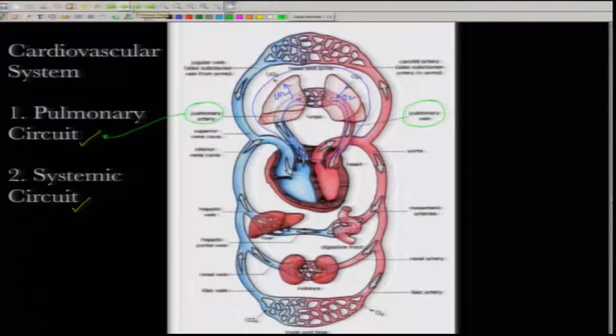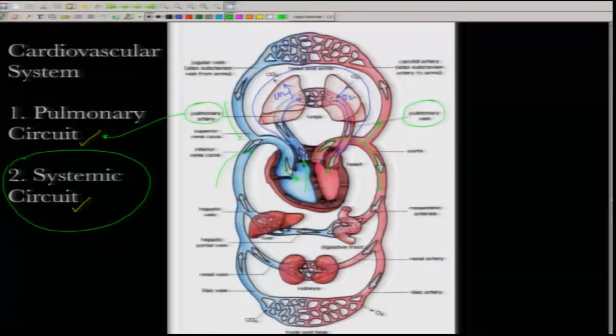Now, you have the systemic circuit. The systemic circuit is the rest of the circuit, where it is receiving blood from the inferior vena cava and superior vena cava, coming here, moving to the next chamber, and from the lower chamber, it moves to the pulmonary circuit. Whereas the pure blood which is coming here moves through the aorta to the superior part and to the inferior part of the body and to the different organs.